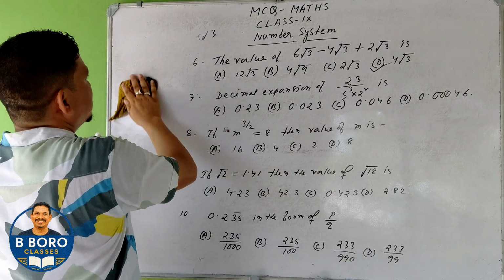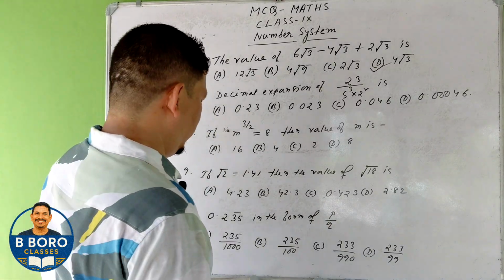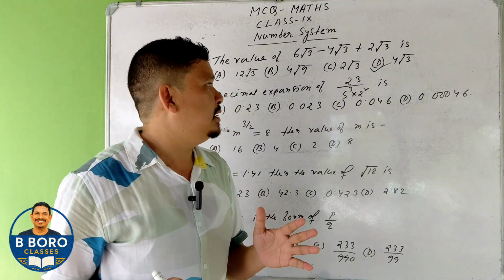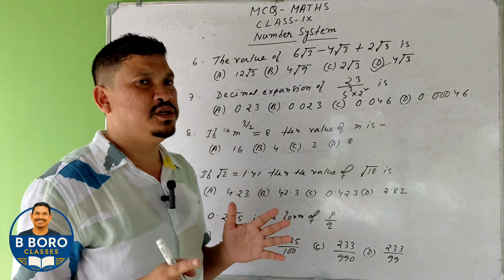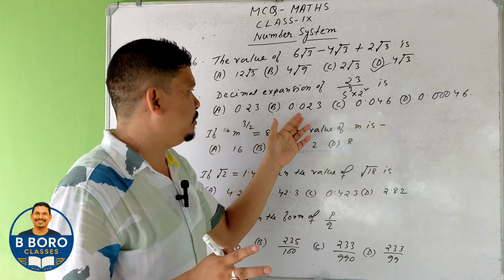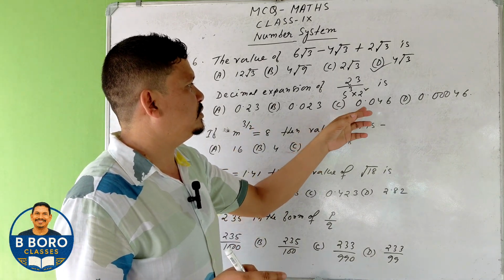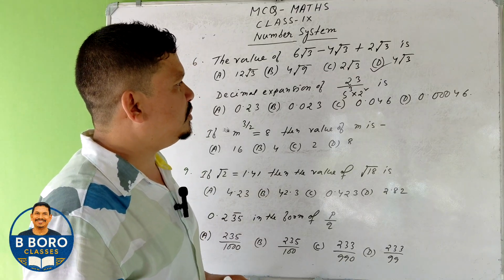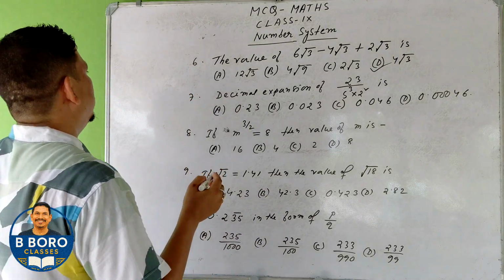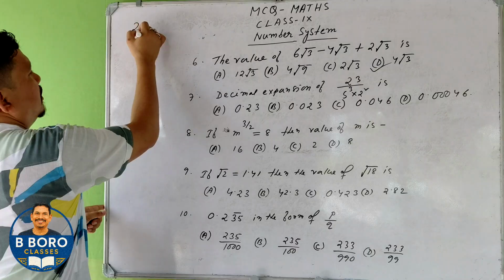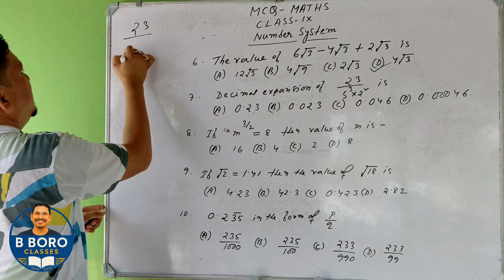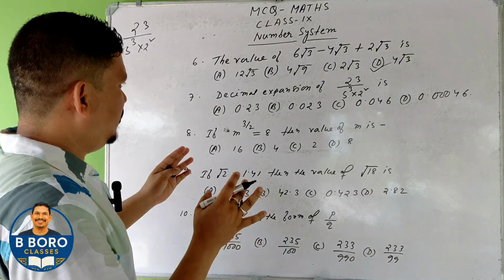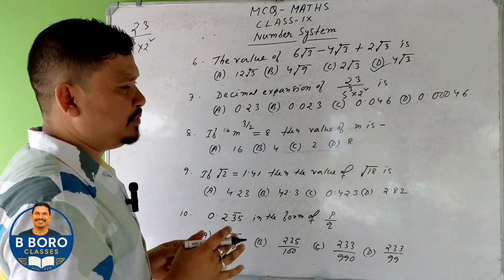The decimal expansion of 23 divided by 5 cube into 2 square equals, we are given 4 options. Option A 0.23, option B 0.023, option C 0.046, and option D 0.00046. So how can we solve this question? First of all, 23 divided by 5 cube into 2 square. So how can we find the decimal expansion of this type of rational number?